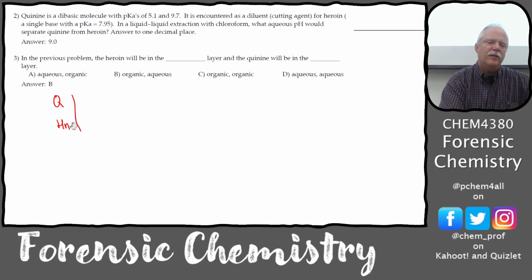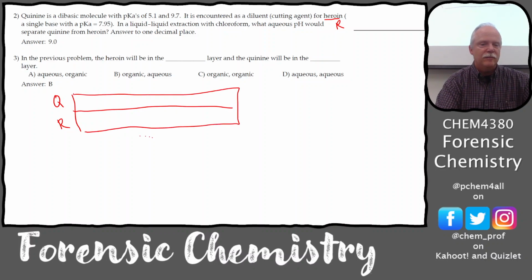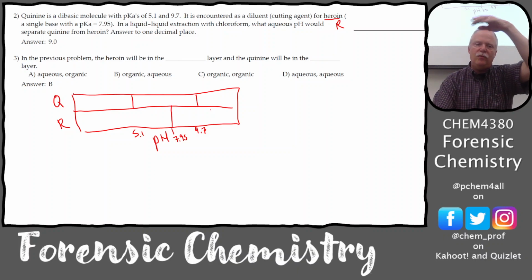I'm going to call it HN. I always have a hard time. What do you want me to call heroin? I don't want to use H because H is a proton, right? So, how about R? Heroin. So you can do your speciation chart like this with pH on the bottom, and then we put on there all of the pKa's. We have a 5.1 for quinine, a 9.7 for quinine, and then for heroin, we have a 7.5 or 7.9. Okay. And then we have all of these boxes, and we need to put in what species they are.